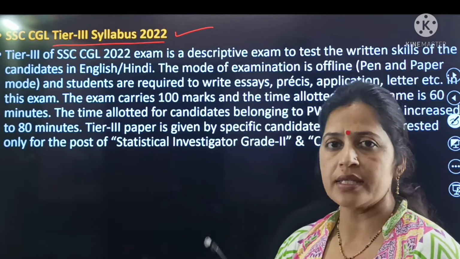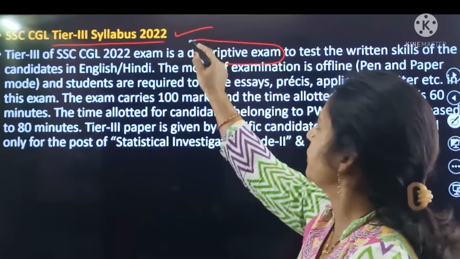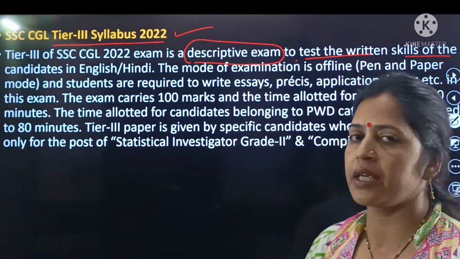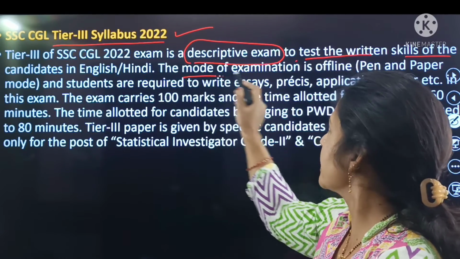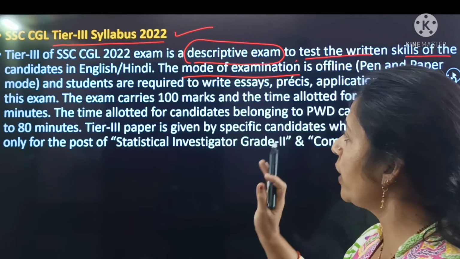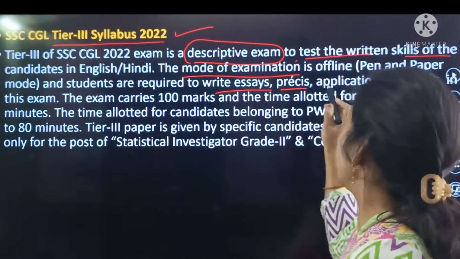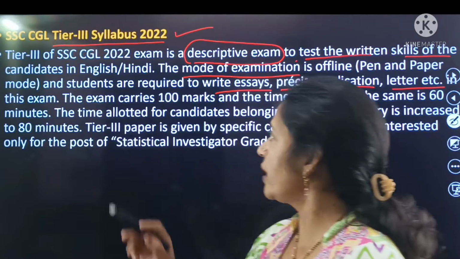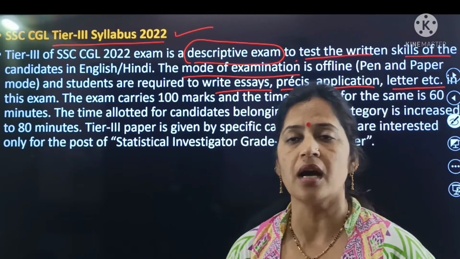Tier 3 of the SSC CGL 2022 exam is a descriptive exam. This is a descriptive exam to test the written skills of the candidates in English as well as Hindi, and the mode of examination is offline, that is pen and paper mode. Students are required to write essays, precis, applications, letters, etc. in this exam. The exam carries 100 marks, that means the total marks for this exam is 100 marks.